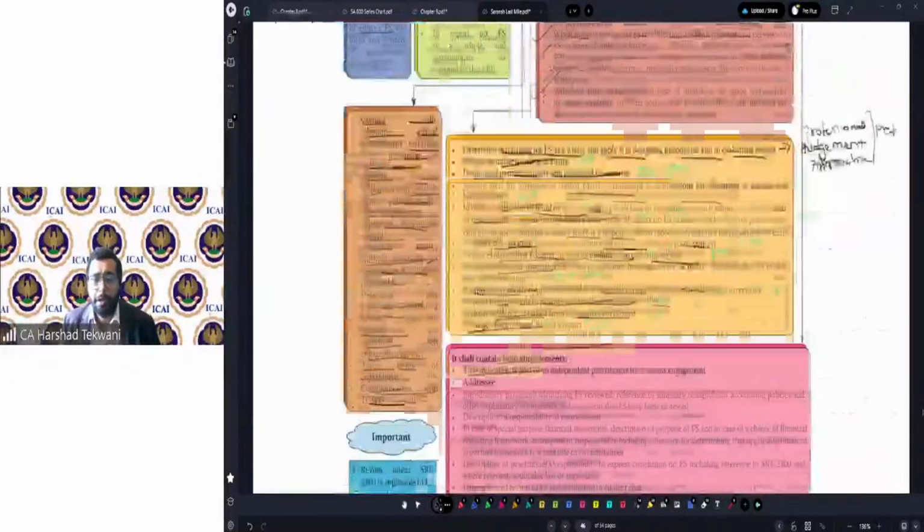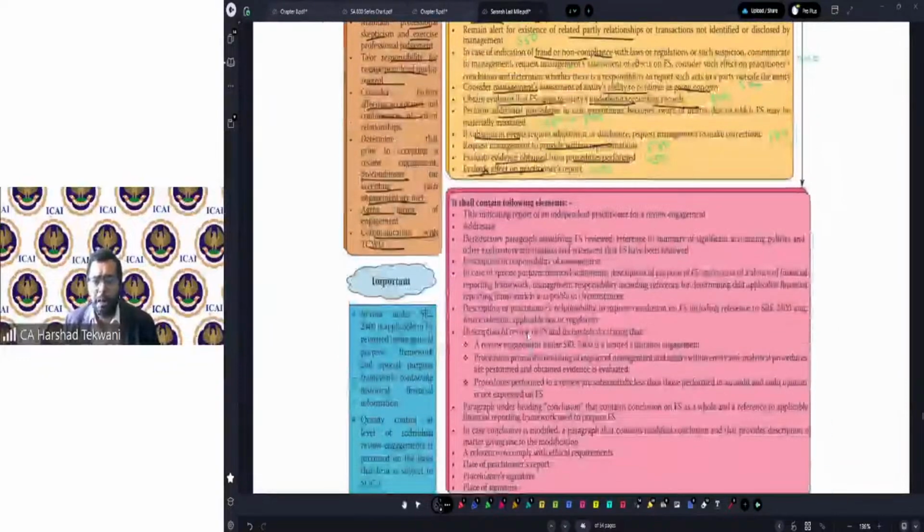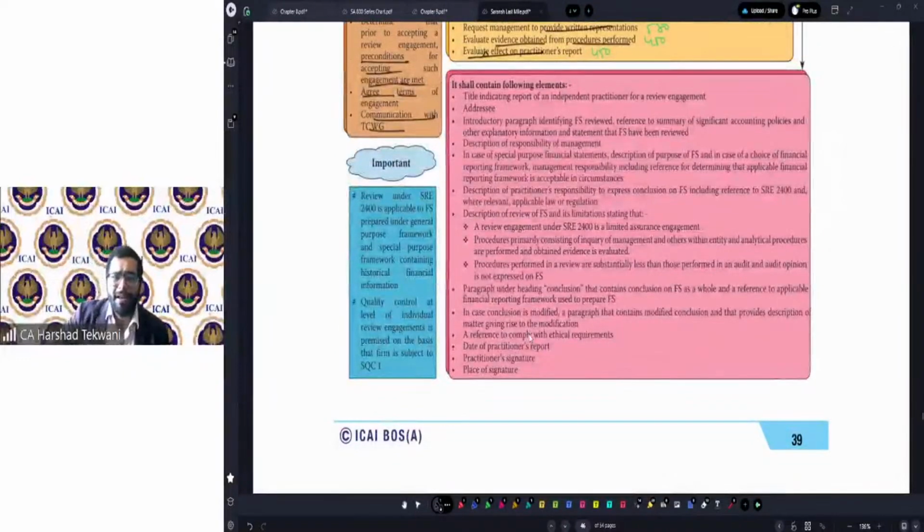Any doubt? Then the reporting part. Again, the reporting part is pretty much that it starts with TA, that is title and address, and ends with DSP, and you have the rest of the content in between. The reporting is between the TA and DSP in each and every report. Now, what it has to include is an introductory paragraph identifying the FS reviewed, that is, which financial statement you reviewed. Because it's a historical financial statement, you need to identify the financial statements. The summary of the significant accounting policies and other explanatory information that you have reviewed.